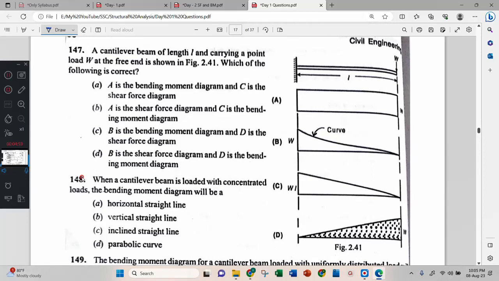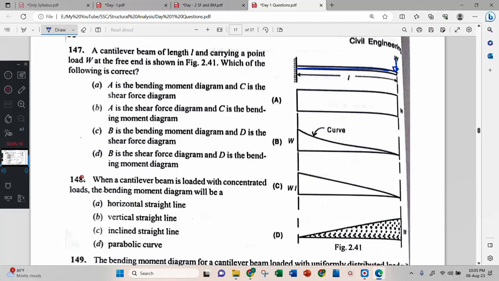Next. A cantilever beam of length L carrying point load W at a free end is shown in the figure. Which of the following is correct? A is a bending moment diagram or C is the shear force diagram.